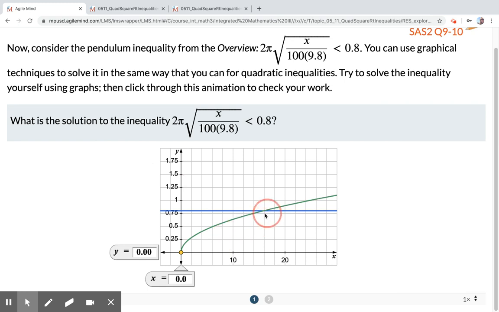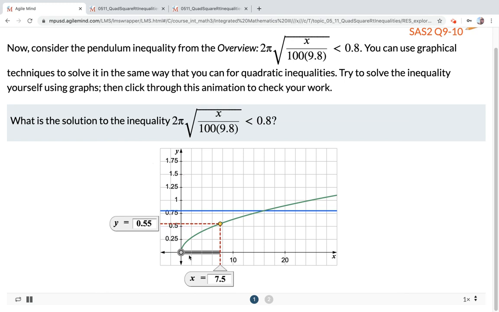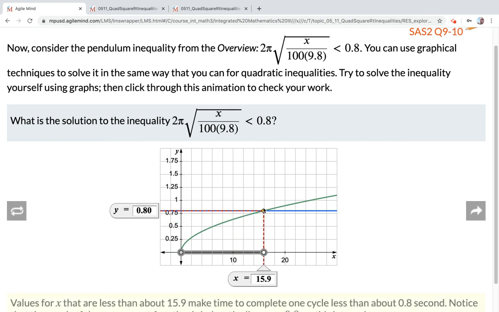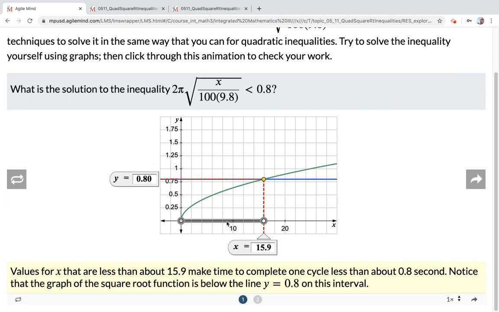The first thing I did was the intersection because it was kind of easy, but I worked my way up toward it. I need to get rid of that because it's in the way. So start at 0, and then I work my way toward it. And it looks like, remember, it intersected at about 15.9, right? So values of x that are less than 15.9.